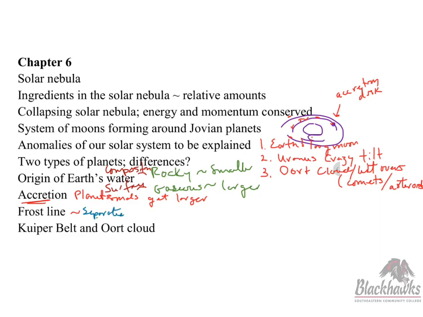And then accretion, I have planetesimals getting larger for accretion. And then the frost line separates the terrestrials from the Jovians. And I summarized in green there that rock was able to condense at those higher temperatures closer to the sun.